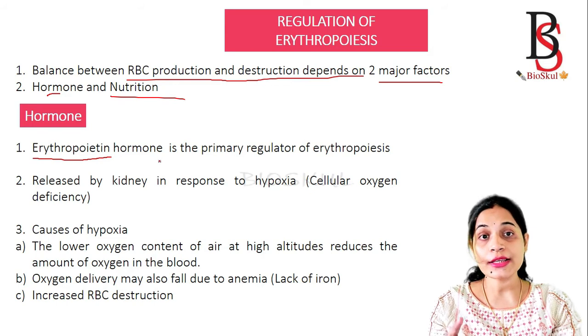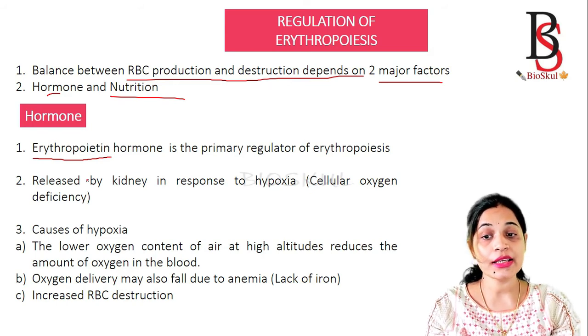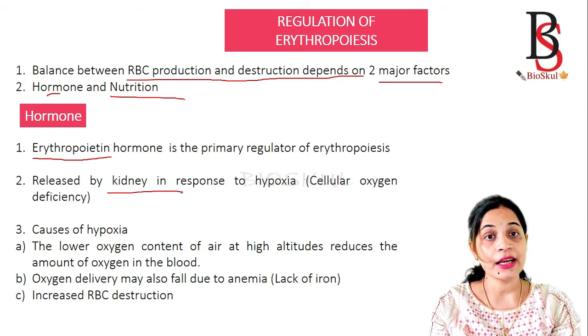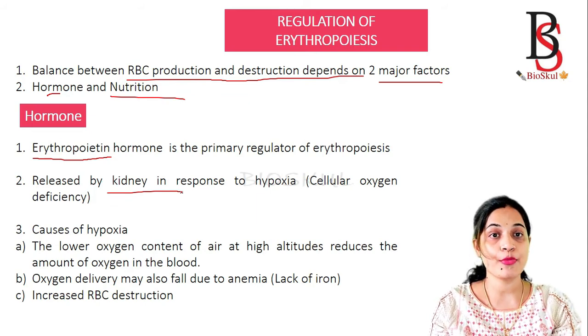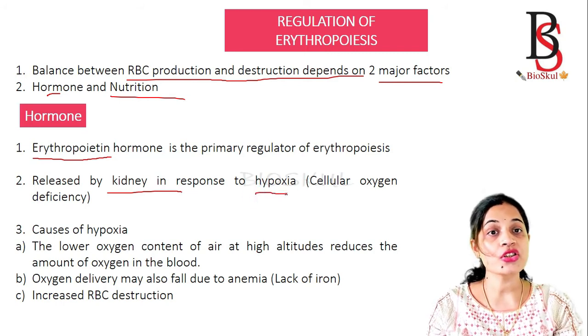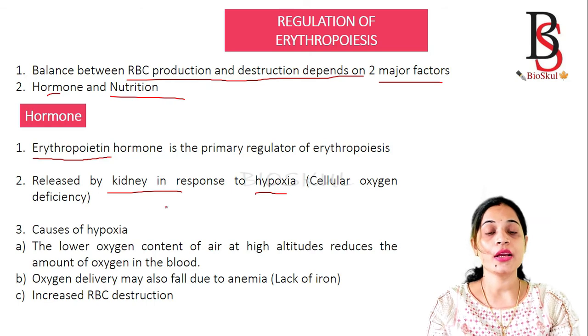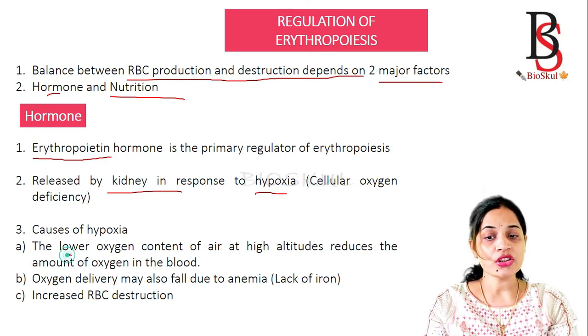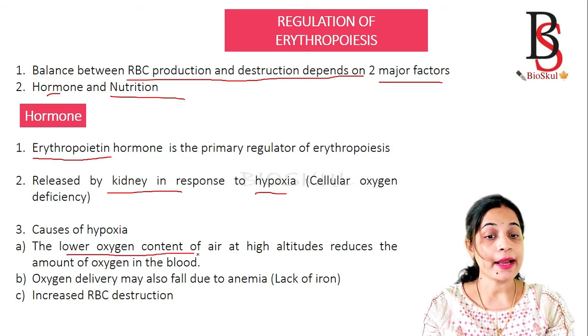Okay, and where is this hormone released? This hormone is released by the kidney. And in which condition is this hormone released? It is released in response to hypoxia. Do you know what hypoxia is? Hypoxia is oxygen deficiency. So what are the conditions that lead to hypoxia? That is the lower oxygen content of the air at high altitude.